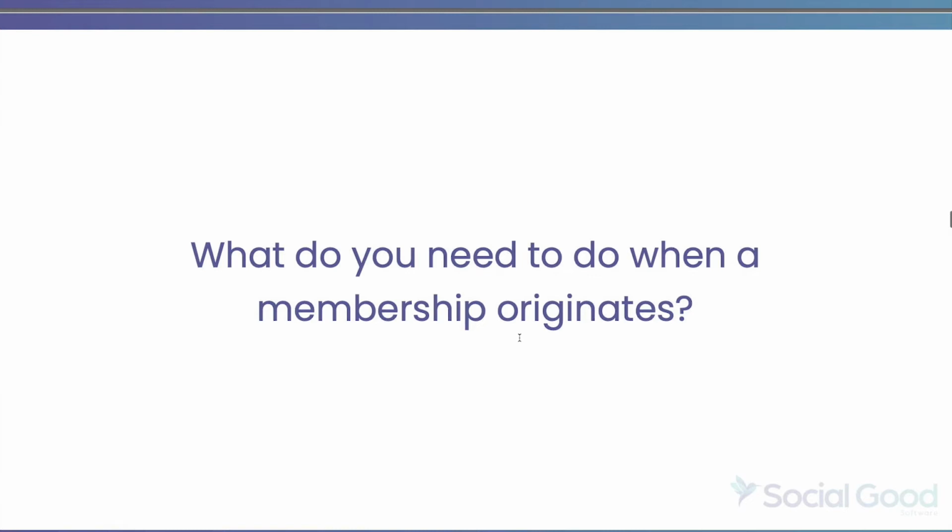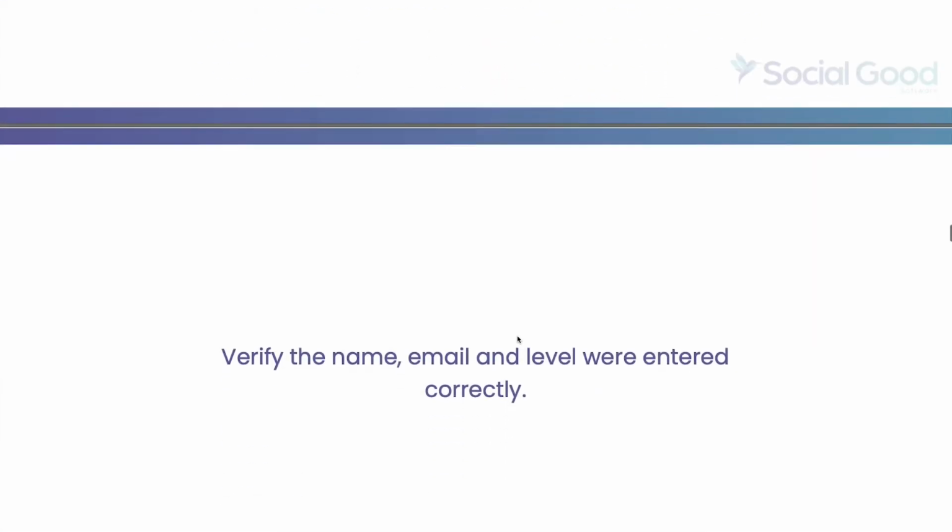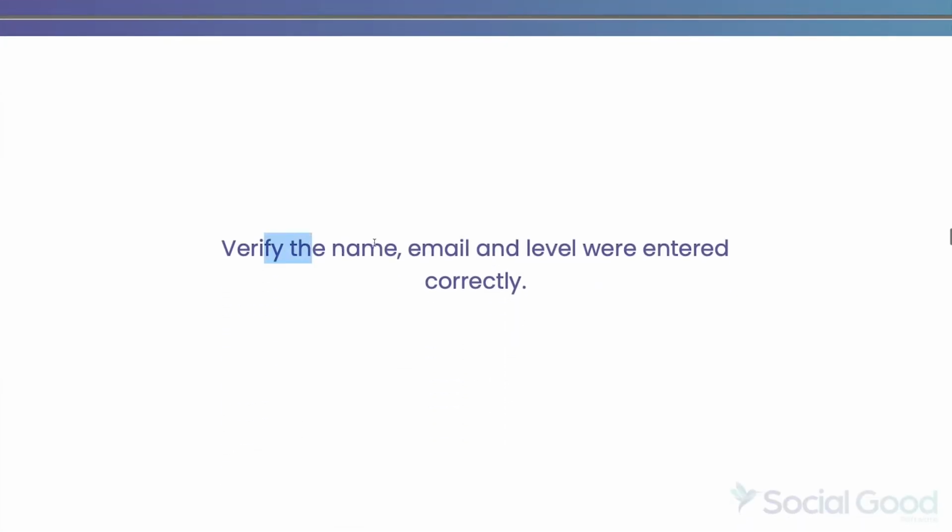What do you need to do when a membership originates? Typically we recommend that you verify the name, the email, and the level, making sure those things were entered in correctly.